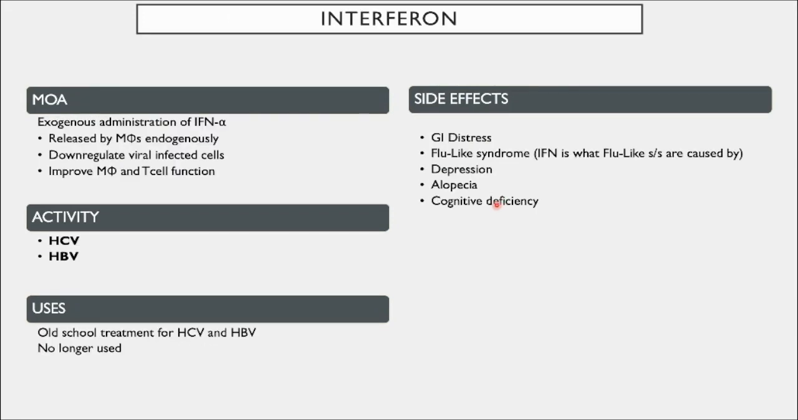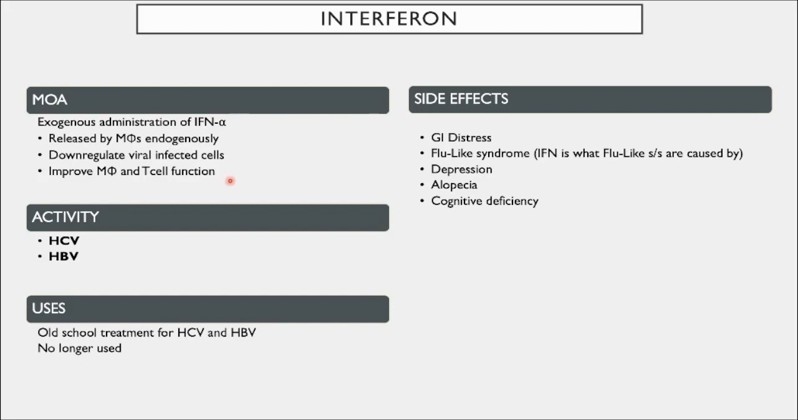Interferon is a historical drug that we used for hepatitis that we no longer use anymore because we have better drugs. Interferon is like the endogenous interferon that your cells normally produce. So interferon alpha and interferon beta are specifically designed to target virally infected cells in your body. So this is what makes you feel like crap when you have the flu. This is what quote unquote flu-like symptoms are. It's interferon doing its work.